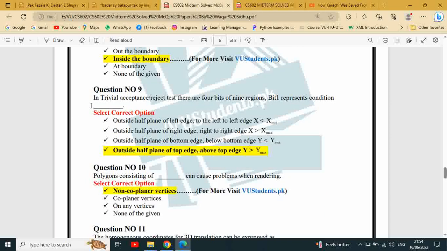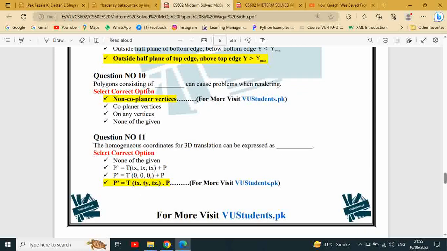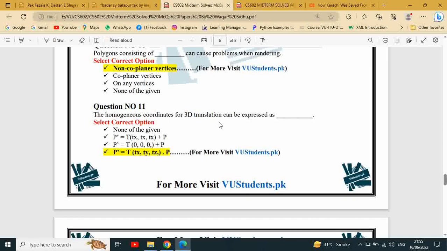The actual filling process in boundary filling algorithm begins when a point inside the boundary of the figure is selected. In the trivial accept reject test, there are 4 bits for 9 regions. Bit 1 represents condition dash outside half plane: a top edge, above top edge, y is greater than y max. Polygon consisting of dash can cause problem when rendering. Non-coplanar vertices can cause problems. The homogeneous coordinates of 3D translation can be expressed as P' is equal to T(Tx, Ty, Tz) dot P.